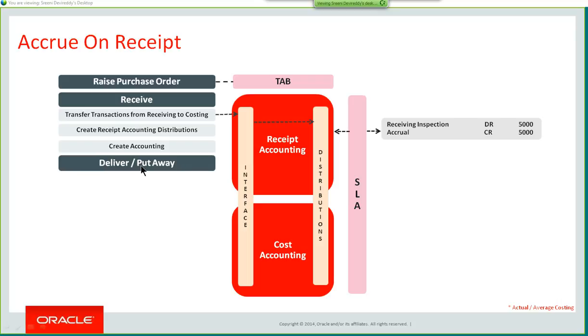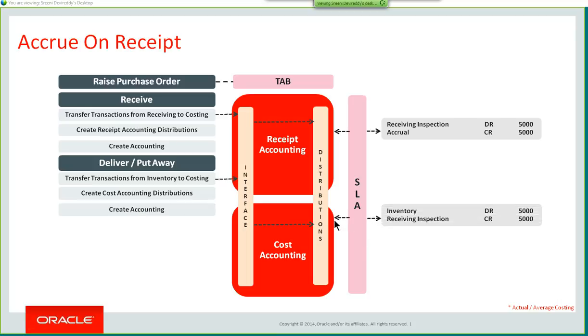When you do a deliver transaction, what you need to run after it is transfer transactions from inventory to costing. Previously it was receiving to costing, now it's inventory to costing. And then you do create cost accounting distributions. Previously it was receipt accounting distributions, now it is cost accounting distributions. That's going to again pick the transaction from the interface to the distributions, and then you do the cost accounting, create accounting. So SLA will pick the records from distributions and create the journal entries. Basically the delivery event will result in this accounting, and the receiving event will result in this accounting. But in the backend, this is what is happening.